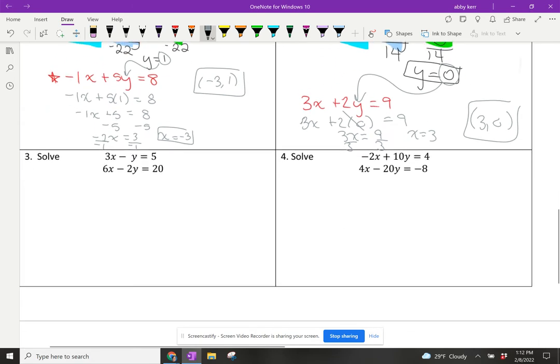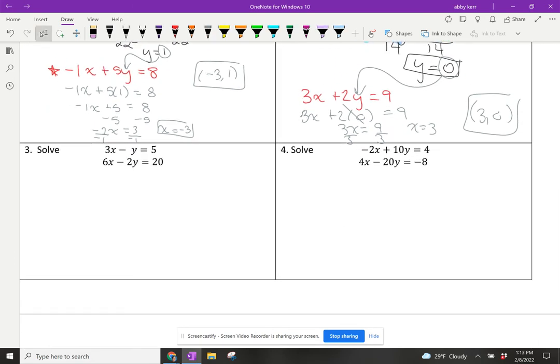Now in example 3 and number 4, you're going to notice that we're going to do the first 3 steps together, and then the x's and y's cancel out. So we're going to be left with infinitely many or no solution. So look here. You want to make one of them opposite. This is a positive 6, so I'm going to make this negative 6. And then I'm going to multiply that by the same.